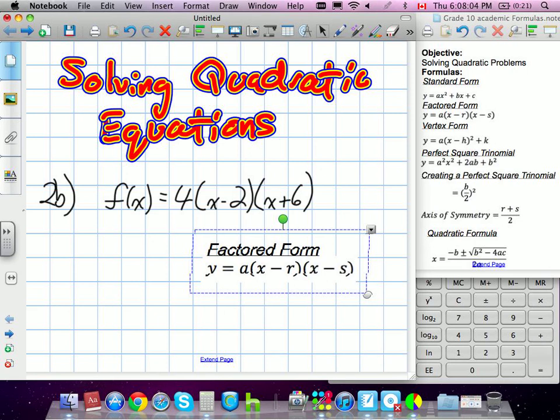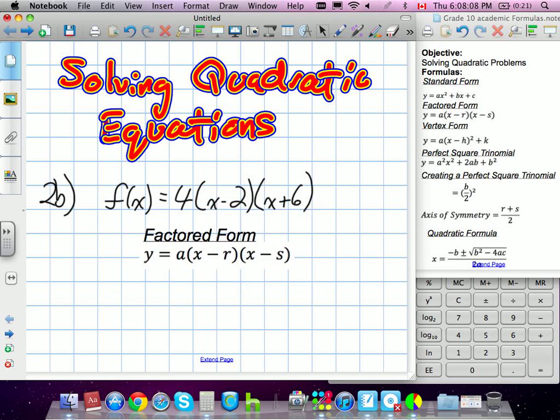So we have factored form here, and what we're going to do is pull together some of these things so we make sense of it. The r and the s are our x-intercepts. And our a, which is the same a in every single question, is the number 4, whether it's in standard form, factored, or vertex form. X-intercepts are when y is equal to 0, so we set each of those brackets equal to 0. When I move it over, our two x-intercepts are x is 2 and x is negative 6.